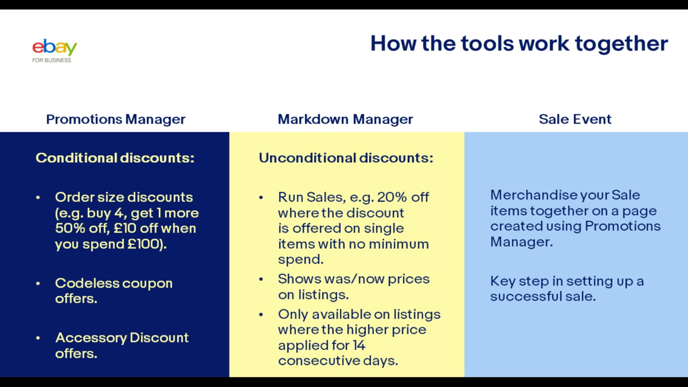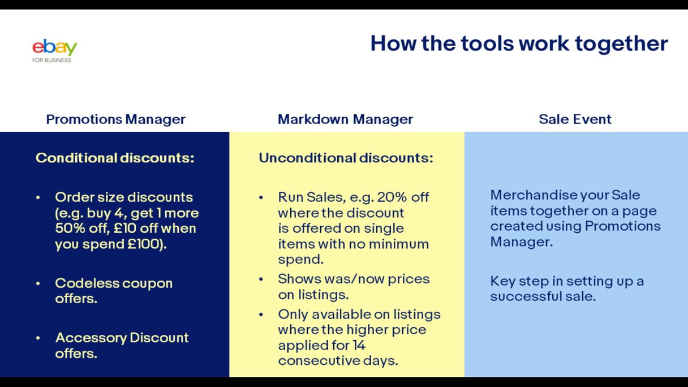But that's not the only way you can combine it, because here's the trick. You can have items which are included in a sale, so they have a was-now price on them. So let's say you're discounting, and then you think, oh, I really want to give this sale a bit of oomph. You can then do a further discount on Promotions Manager. So you can have the same listing that's discounted in Markdown Manager.